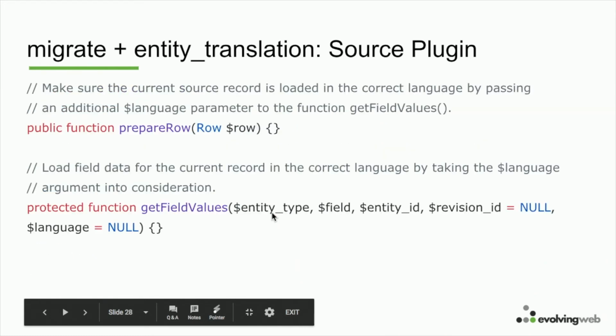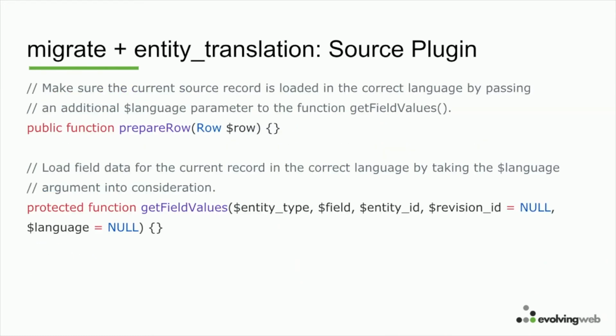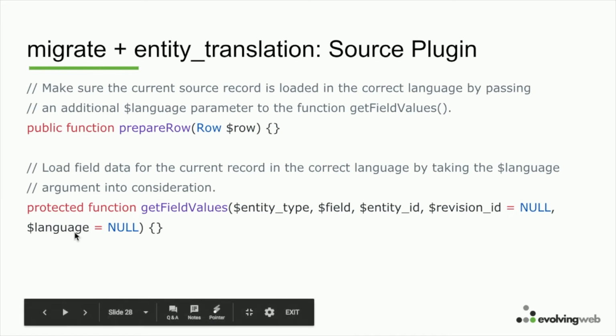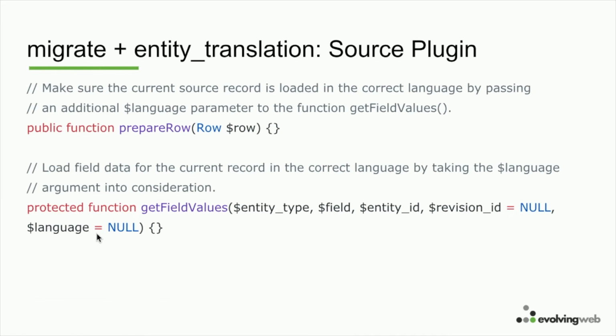For that, we modify the prepareRow method, where we add a consideration for the language parameter, and we modify the getFieldValues method. You can see all this code on GitHub. It's included in the blog that I just mentioned. So you modify the getFieldValues method to add support for this language parameter, which does not exist out of the box. Once you do that, you'll start getting your fields in the right language.